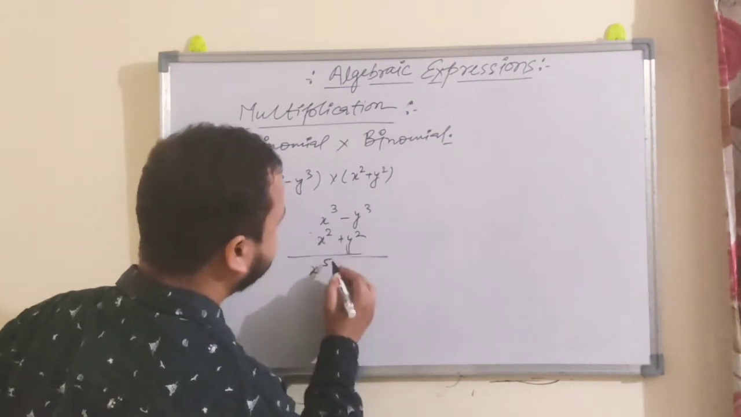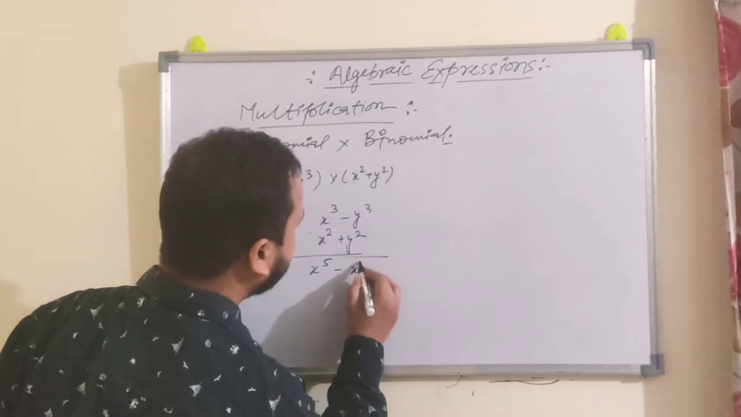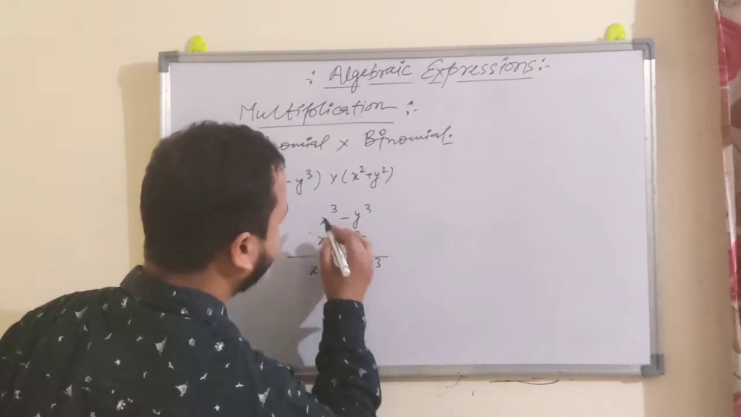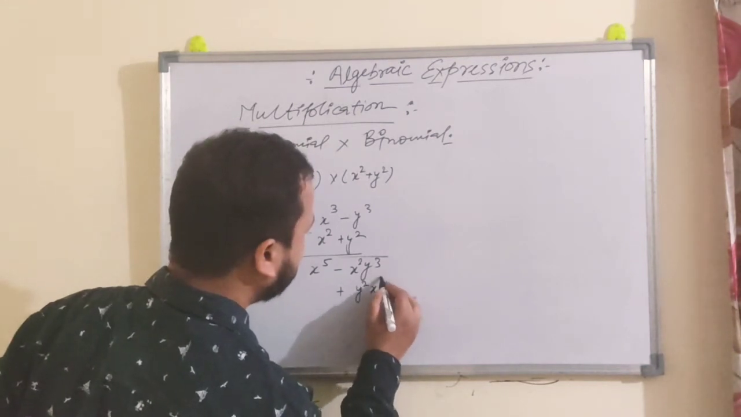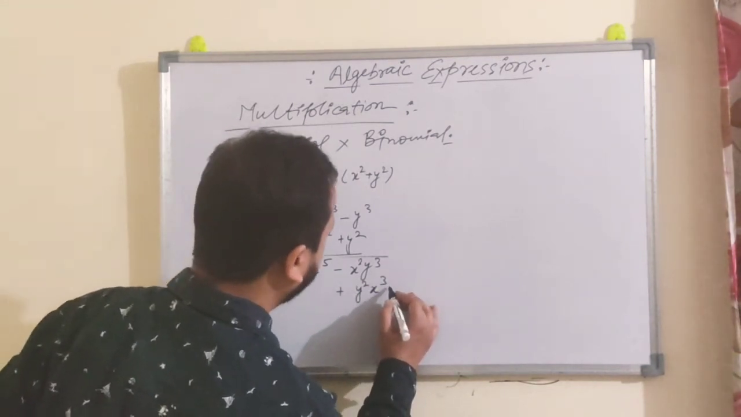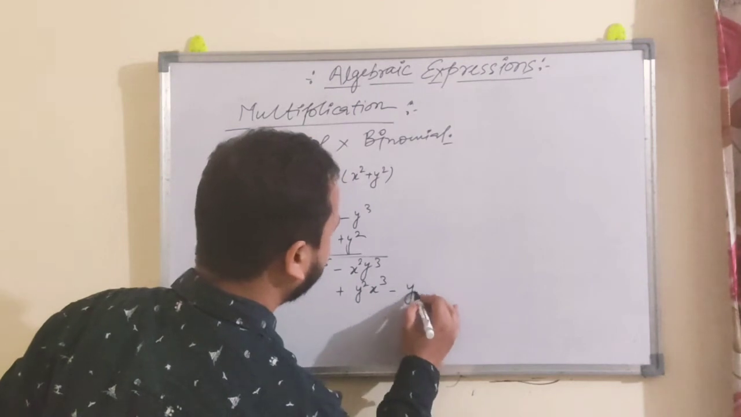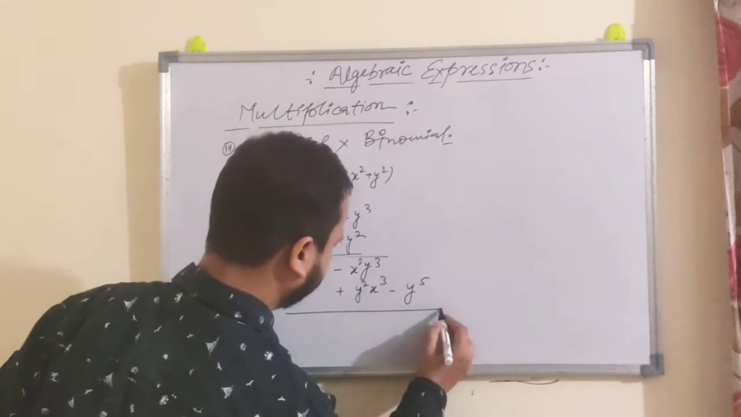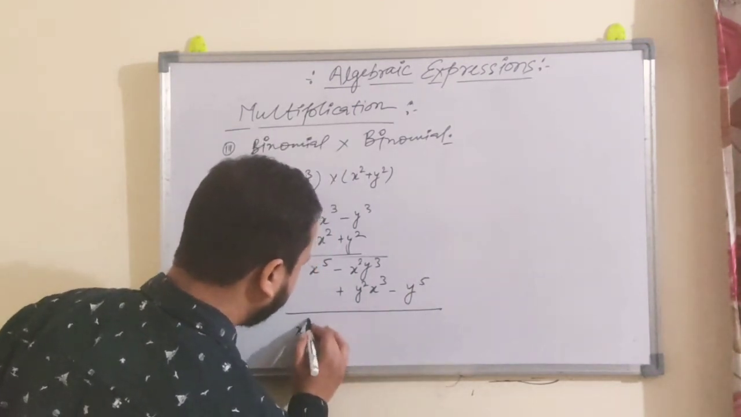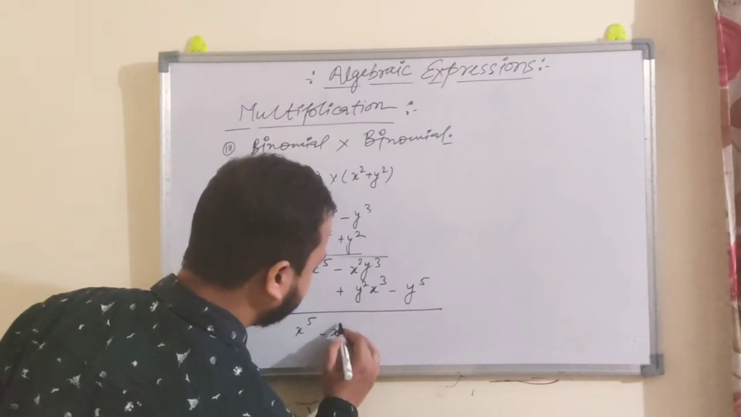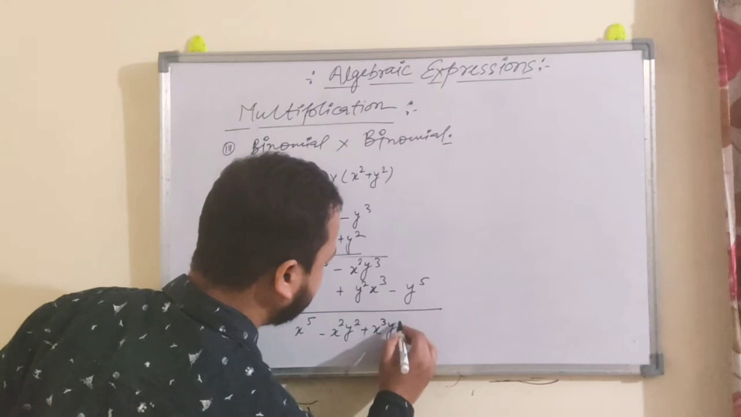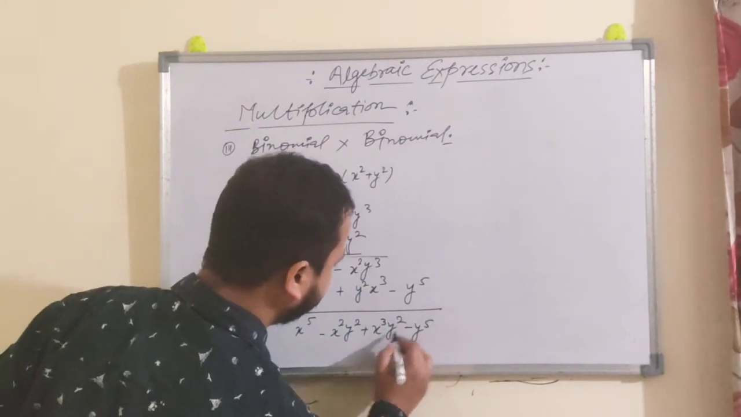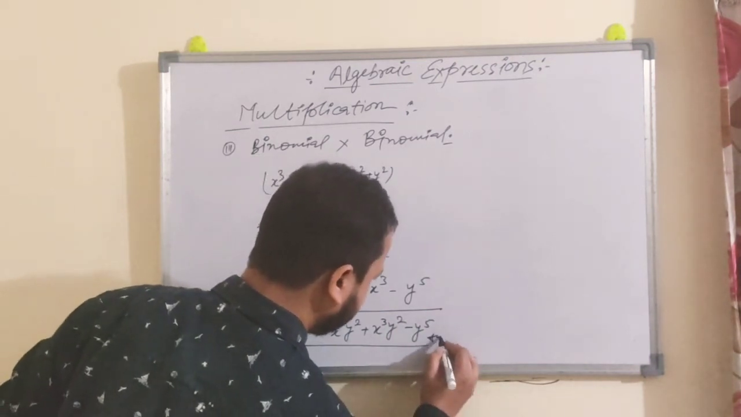x power 5 and minus x square y cube, plus y square x cube, and minus y power 5. So here, x power 5 minus x square y cube plus x cube y square minus y power 5. This is the answer.